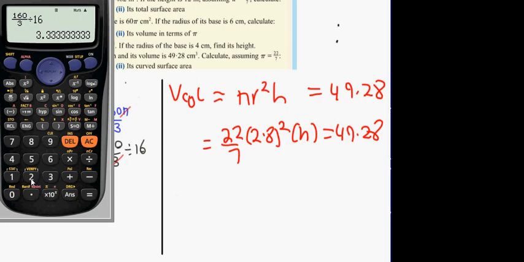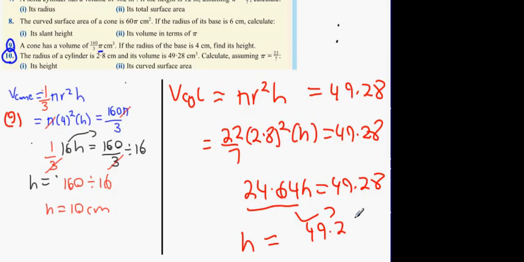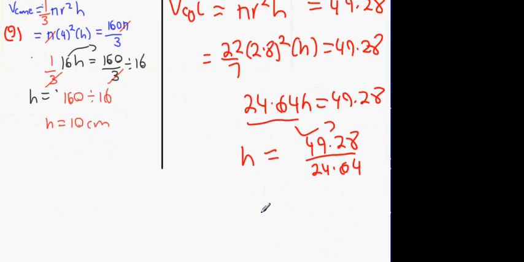So we put this into the calculator and we get 22 over 7 multiplied by 2.8 squared. And what we get here is 616 divided by 25, or 24.64. Okay? Times h equals 49.28. Bring the 24.64 underneath. H equals 49.28 divided by 24.64. And what do we get? H equals 2 centimeters. Okay?